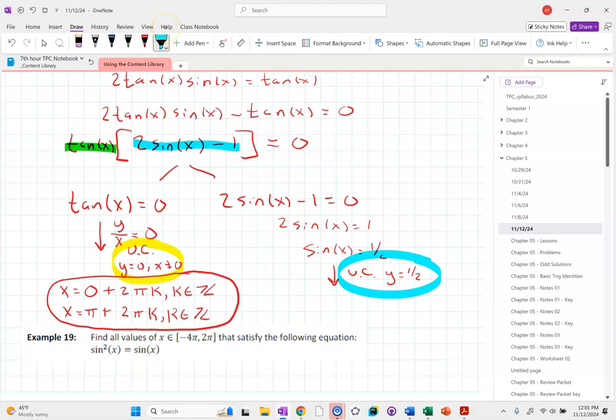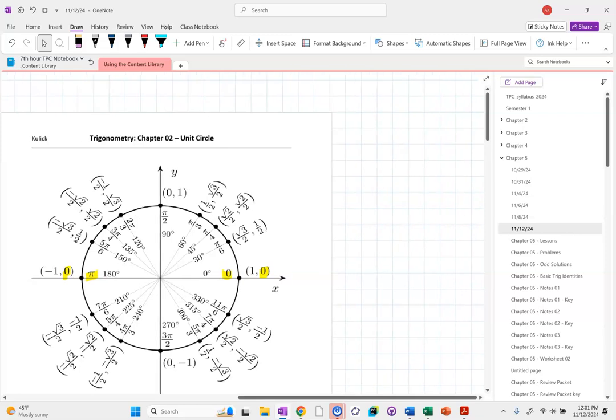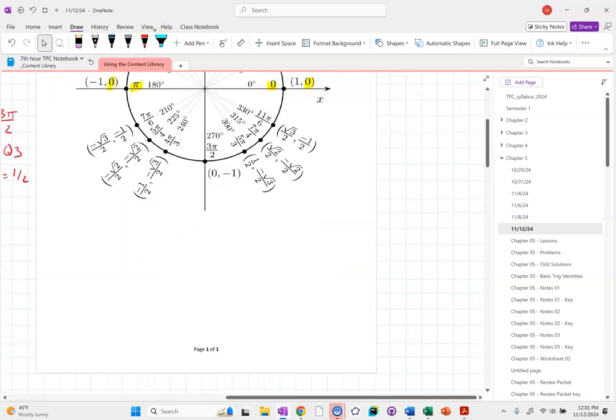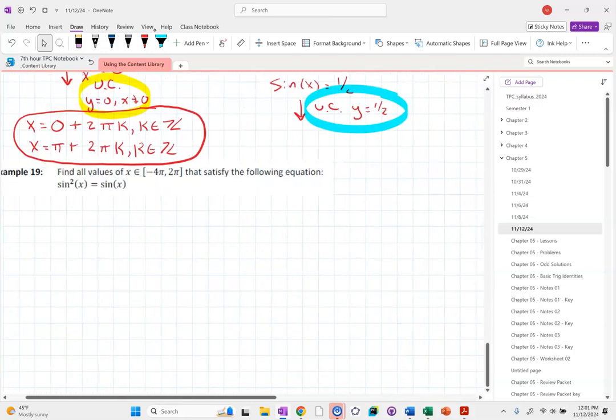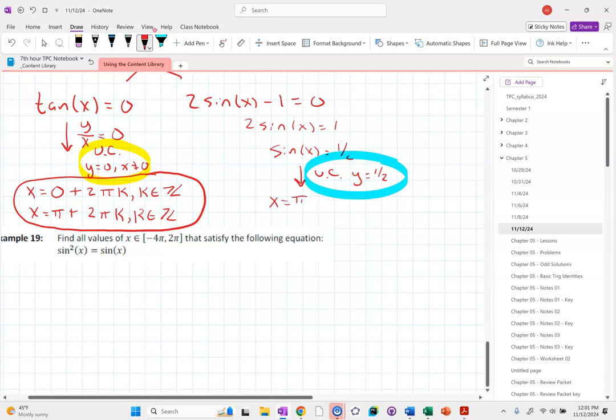Everybody good? Go back to my unit circle, scrolly, scrolly, scrolly. So I have here at pi over 6, and here at 5 pi over 6, and no other place where y is 1/2, so those will be my 2 that I need. So again, we want those and then everything coterminal to them.